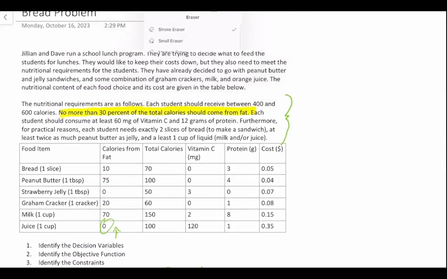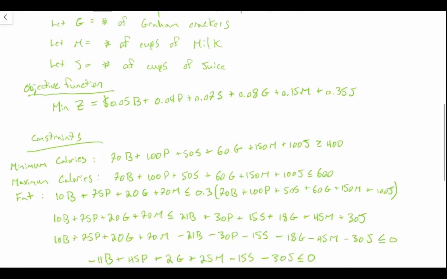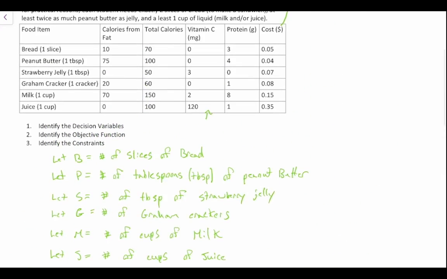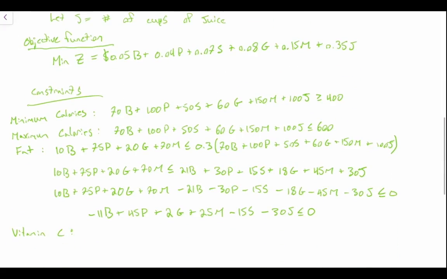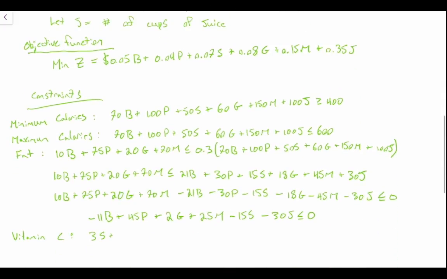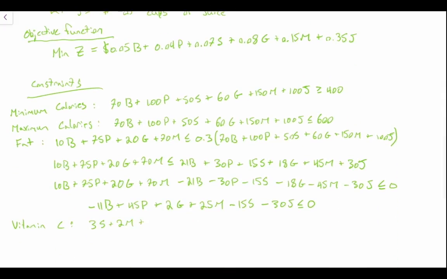Okay, we're almost there. We're then told that the student should consume at least 60 milligrams of vitamin C. Well, there are only 3 items that give us vitamin C: strawberry jelly, milk, and juice. So we'll just say that this is vitamin C. And we get 3 milligrams from strawberry jelly. So 3s plus 2m plus 120j. And we're told that this must be greater than or equal to 60.